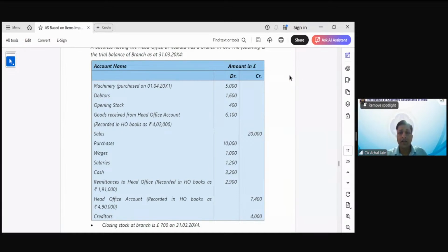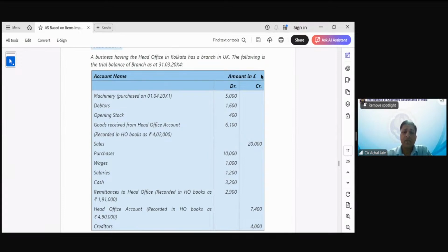Priyanshi is saying, sir, we are preparing current year trial balance, then why is the machinery transfer rate on purchase date taken and not of year end? Because all the assets, all the liabilities you will convert. I'll come to that. All right, so now let's move on to this.